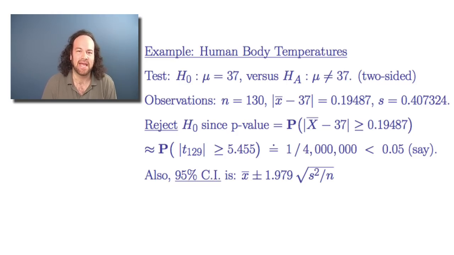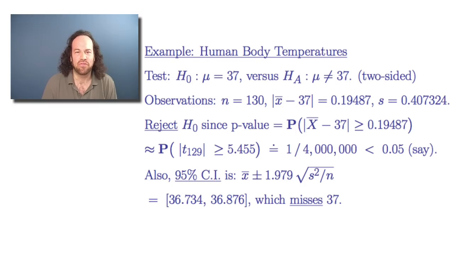It's 1.979. And again, times the square root of the observed standard deviation squared divided by n. And that works out to a certain interval shown here, which, again, misses the value 37 degrees. So again, we can say that in this case, we could either consider 37 degrees to be a null hypothesis and we reject it, or we could say, let's look at the confidence interval, and the confidence interval misses 37 degrees. Again, is that a coincidence?